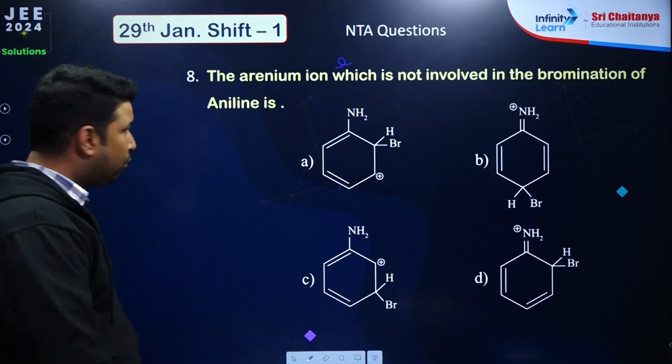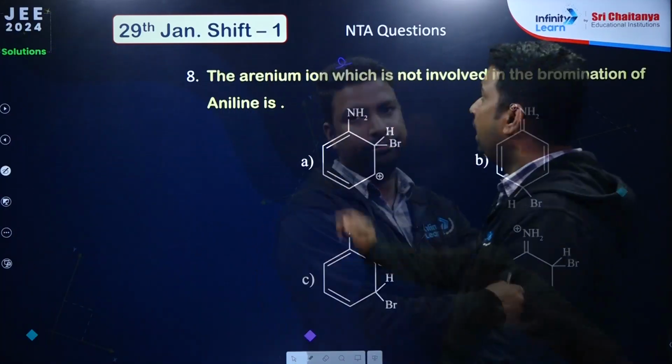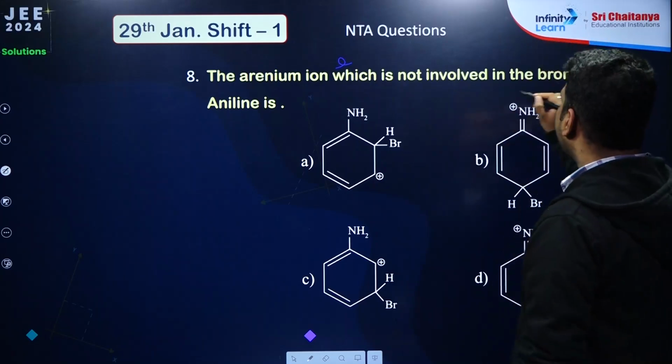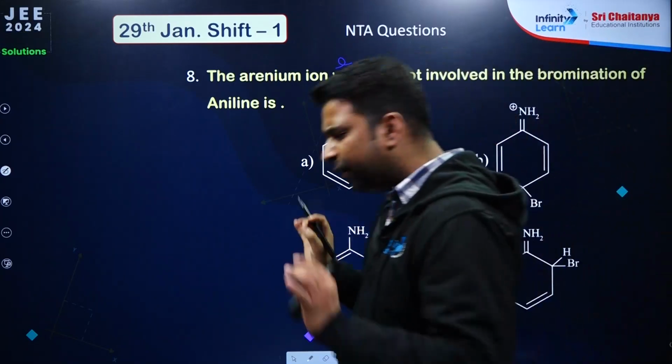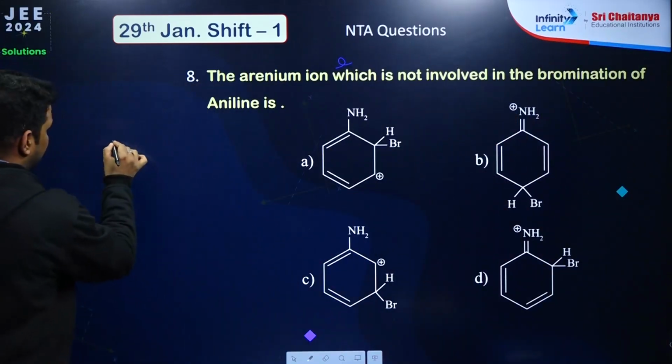So moving to the next question, question number 8. A reagent or ion which is not involved in the bromination of aniline. What is the bromination of aniline?